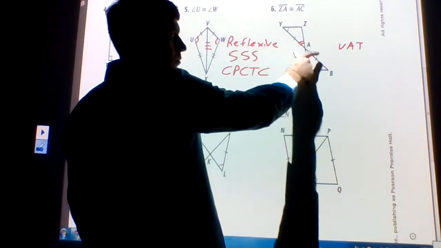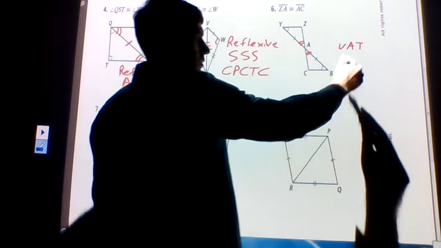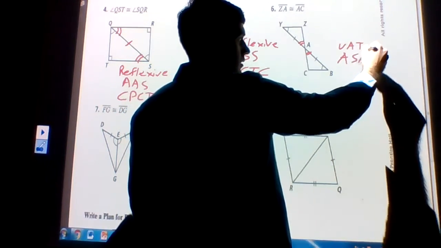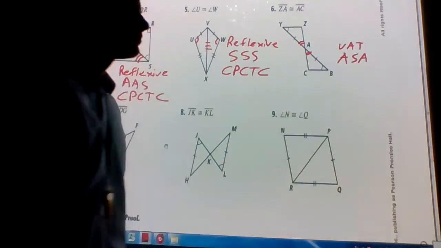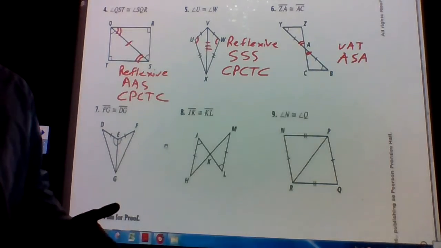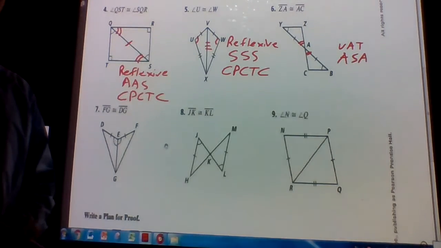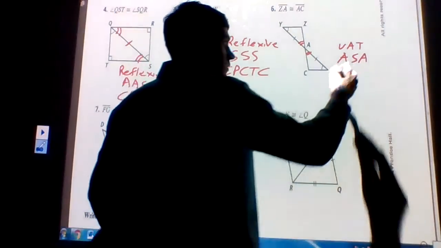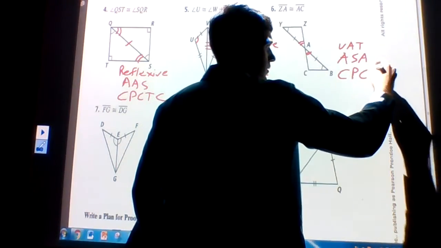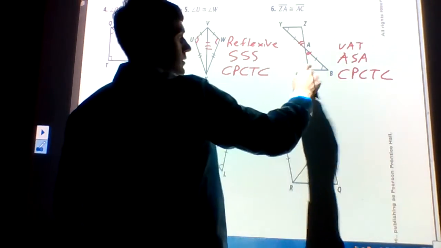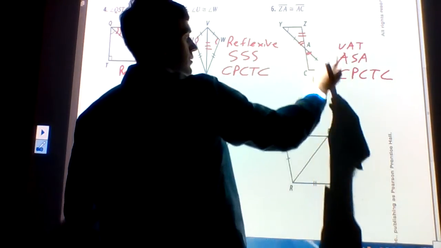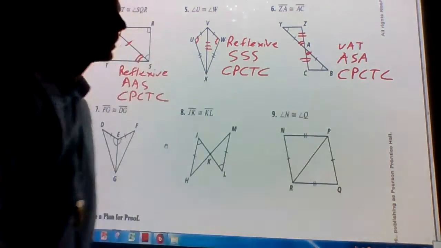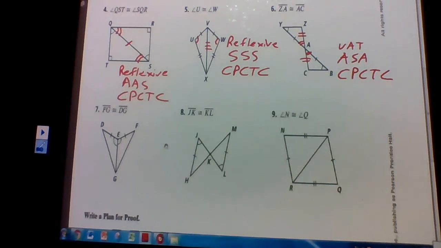The pair of sides is between the two angles. So it's angle, side, angle. It's the included side. Now that we have triangles congruent by the angle side angle postulate, we know the corresponding parts of congruent triangles are congruent. Okay, so that's going to tell us ZA is congruent to AC. Corresponding parts of congruent triangles are going to be congruent.